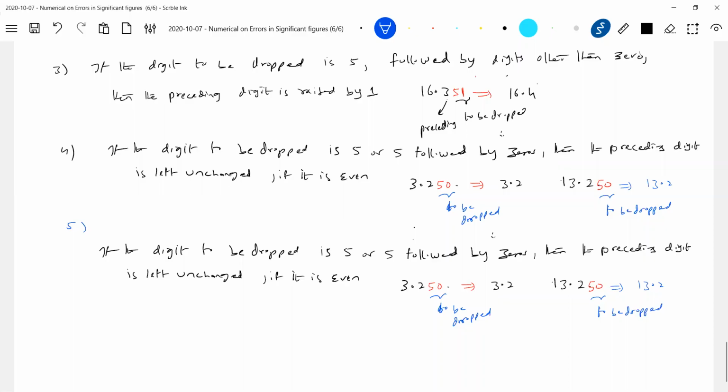Followed by zeros, then the preceding digit is raised by 1 if it is odd. I'll take the example of 3.350. So the 50 are to be dropped here, and this will become 3.4. Okay, I agree with this. So this will be 13.25. This I'll make 13.2, and then this will become 13.8.